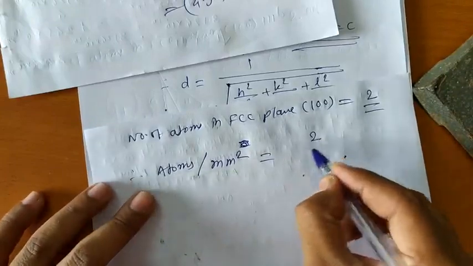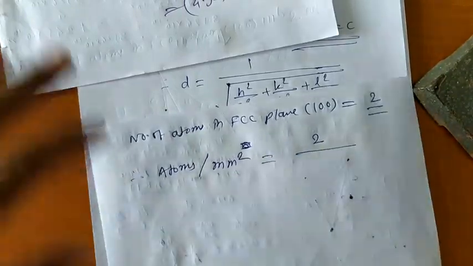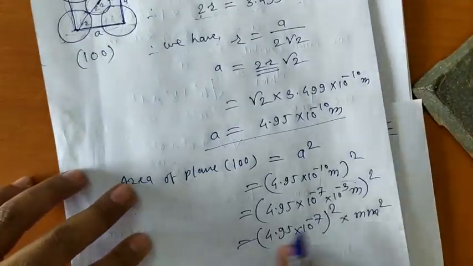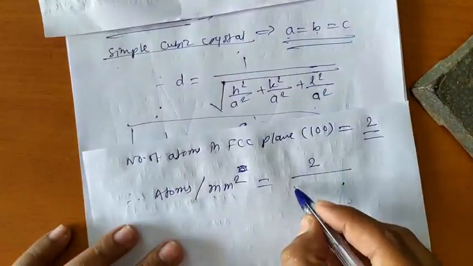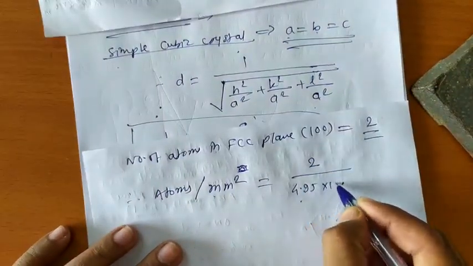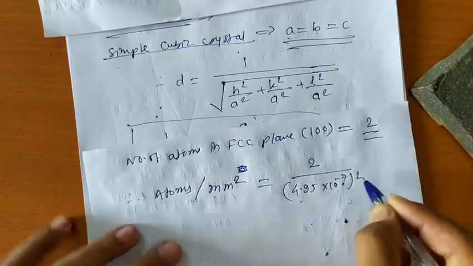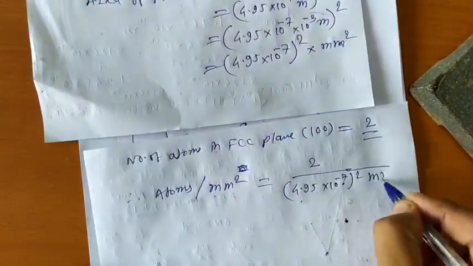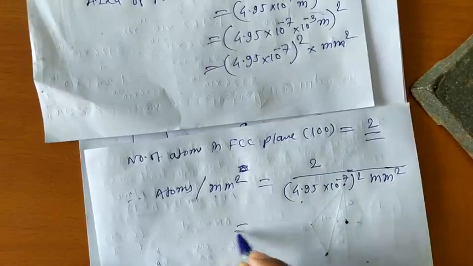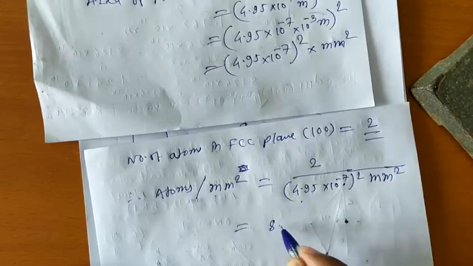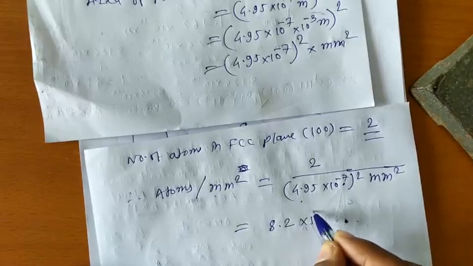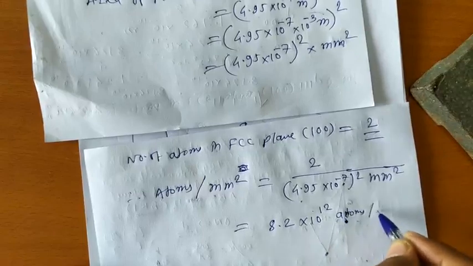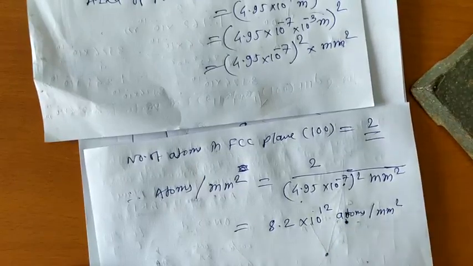How many atoms? There are 2 atoms, and per square millimeter, 1 square millimeter जे आताच आपण एरिया काढलेला आहे, that area is 4.95 into 10 to the power -7 whole square millimeter square. Just divide by this. If you calculate this, we get 8.2 into 10 raised to power 12 atoms per square millimeter.